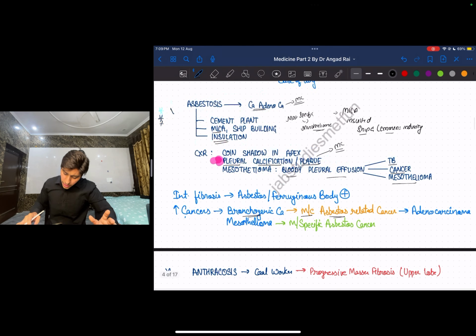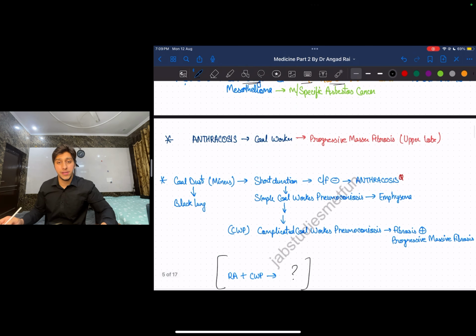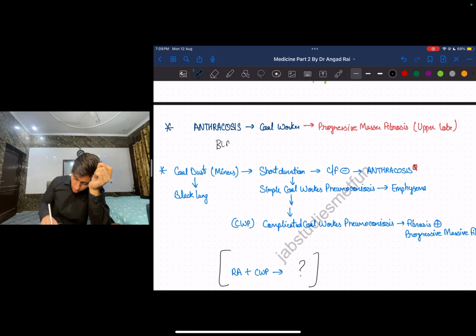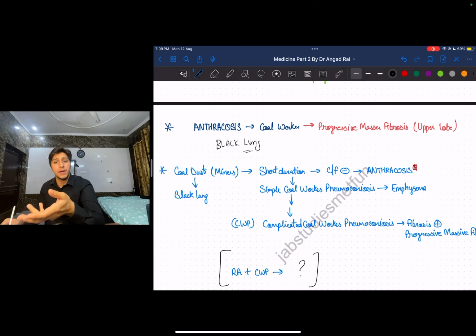Okay. Next in the pneumoconiosis is going to be anthracosis. Basically, with anthracosis, what you have to remember is it's going to be black lung. It is because of coal dust. Whoever is working in the coal mines, the coal workers, they have this. If they have anthracosis over a prolonged time, it is going to lead into progressive massive fibrosis that is also involved in the upper lobe.